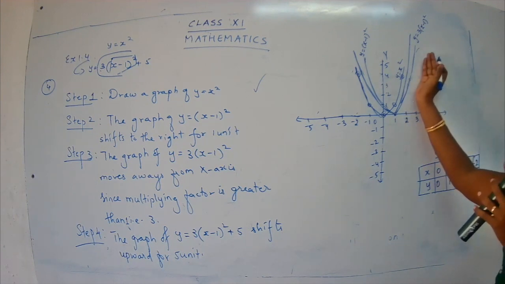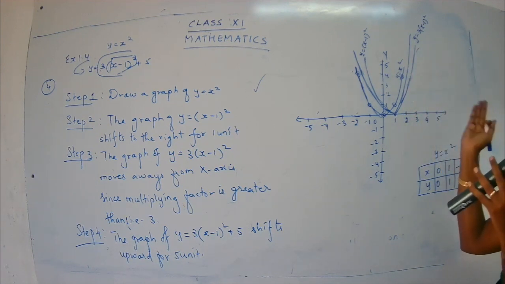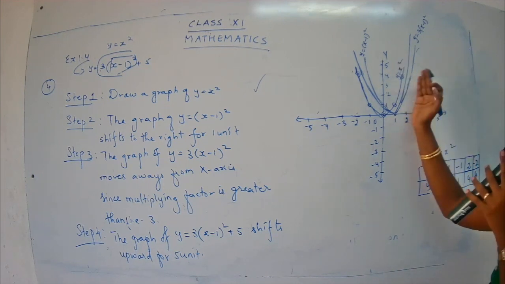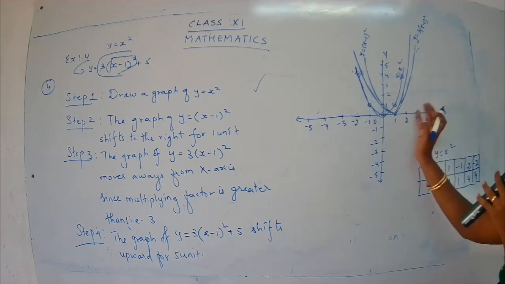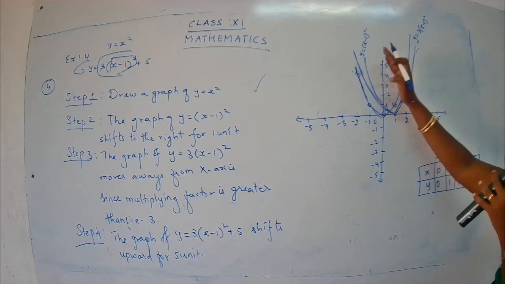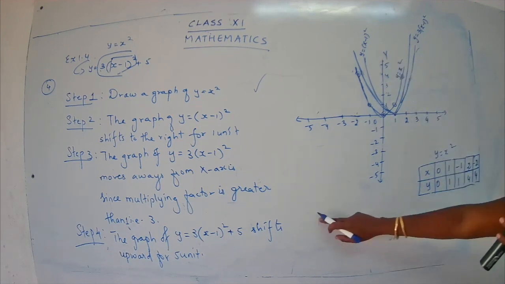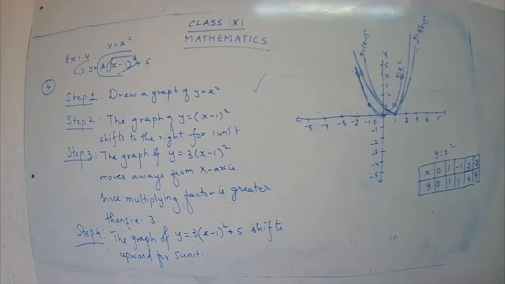So just keep the same point and you have to just bend, or you have to just expand, move away from it. That is, x-axis is here. So move away from x-axis and let's come for the last step. The graph of y is equal to 3x minus 1 the whole square plus 5 shifts upward for y, 5 unit, upward for 5 unit.